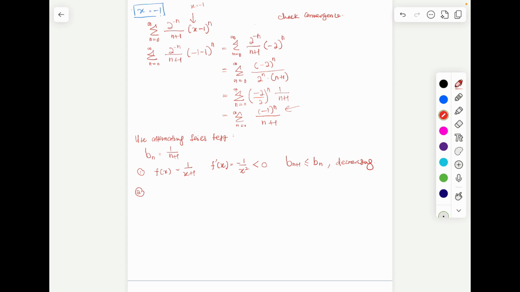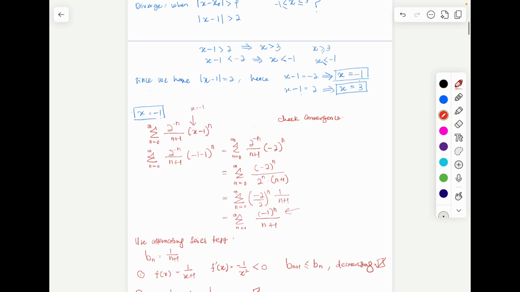Okay, second condition, you check the limit for Bn, as n goes to infinity, the limit for 1 over n plus 1. So you can directly plug in n as infinity. So infinity plus 1 is infinity. 1 divided by infinity is 0. So therefore it fulfills the second condition as well, and we can conclude that the series converges. Okay, this is for the case x equals negative 1.